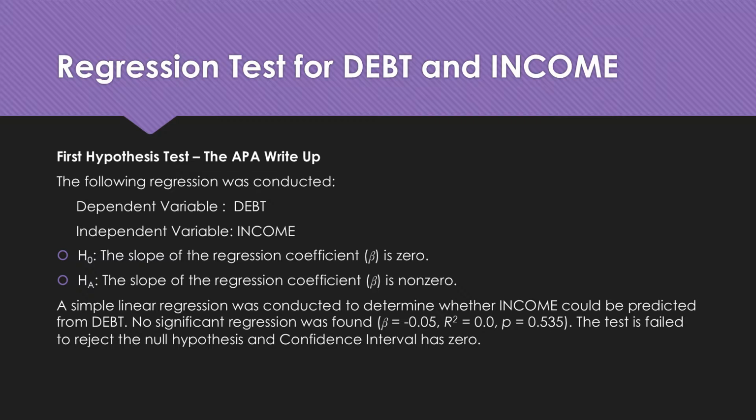Here the r square value is 0.0, the beta value is -0.05, and p is 0.535. If you see the results, the p-value is greater than alpha, so the test fails to reject the null hypothesis, and the confidence interval has 0 between the limits.